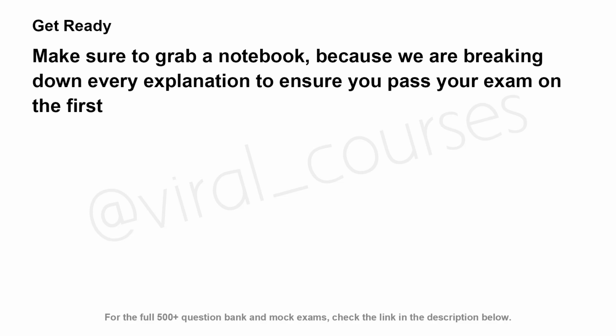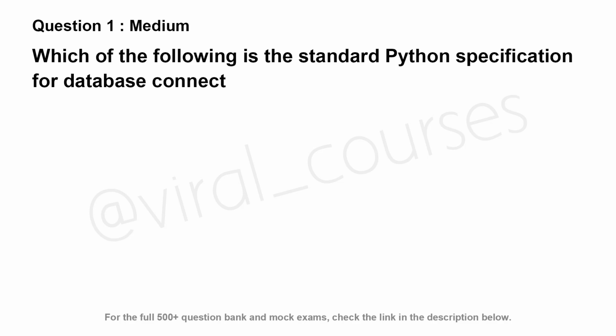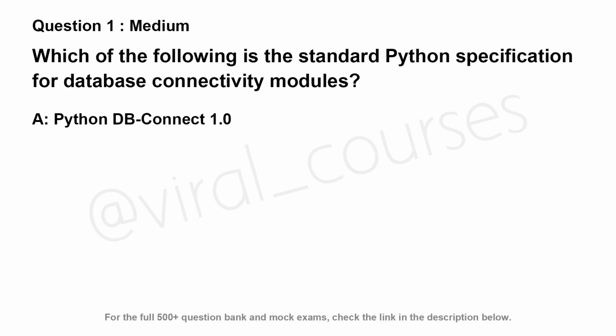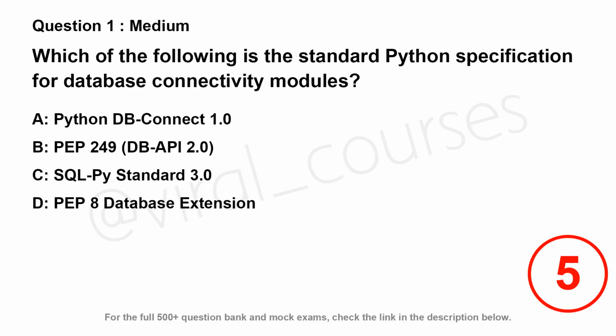the first try. Which of the following is the standard Python specification for database connectivity modules? Option A, Python DB Connect 1.0. Option B, PEP 249, DB API 2.0. Option C, SQL PY Standard 3.0. Option D, PEP 8 Database Extension.